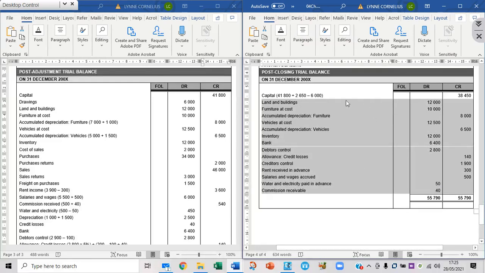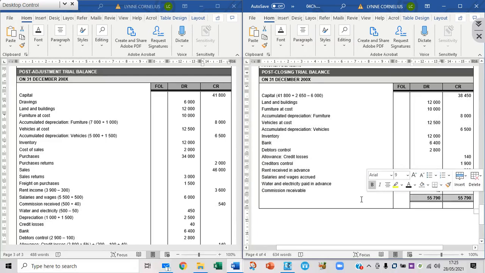And remember, no income and no expense accounts in the post-closing trial balance, only asset, liability, and equity accounts. And the only equity account is the capital account. And you add up the debit and the credit columns, and you will see that the trial balance balances.